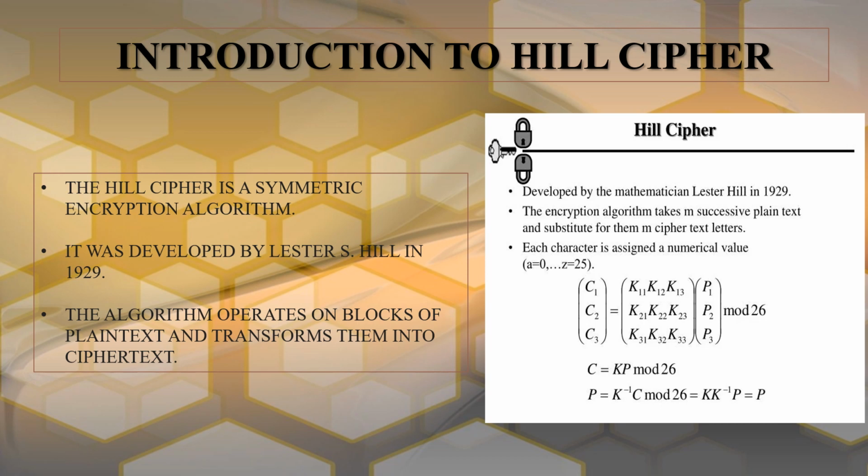The Hill cipher, developed by the mathematician Lester Hill in 1929, takes m successive plain text letters and substitutes for them m cipher text letters. Each character is assigned a numerical value. As you can see, that is in a 3 by 3 matrix. It consists of C1, C2 and C3, and the mod will be 26.